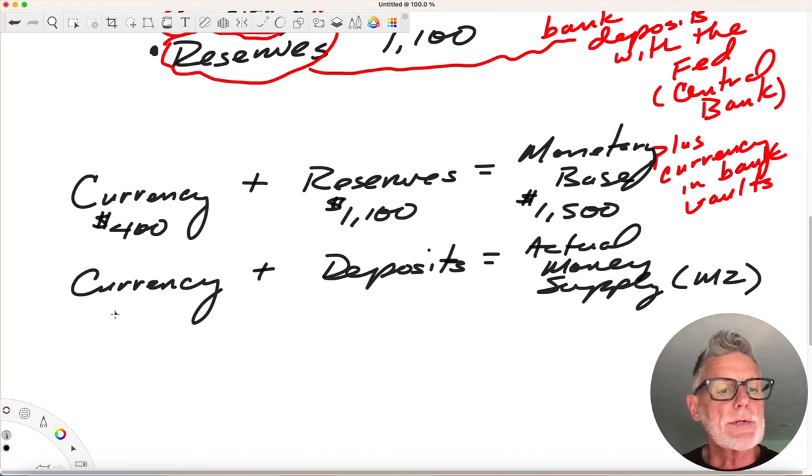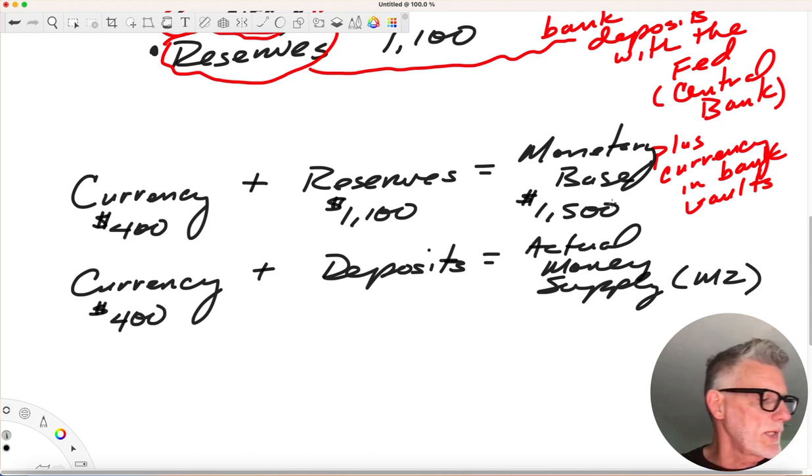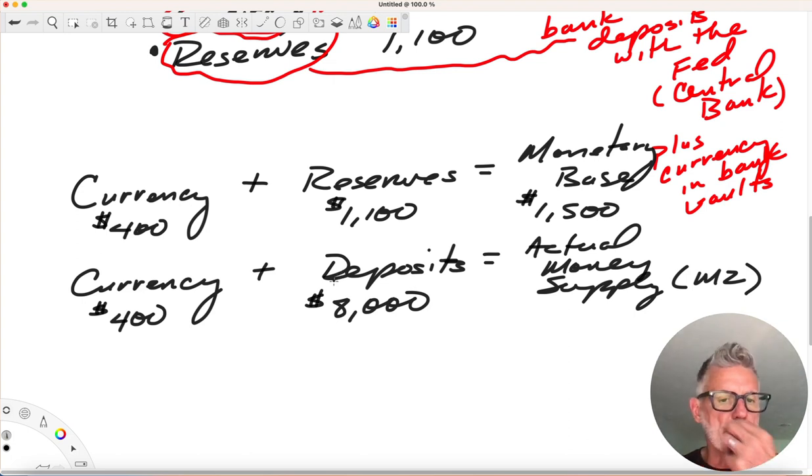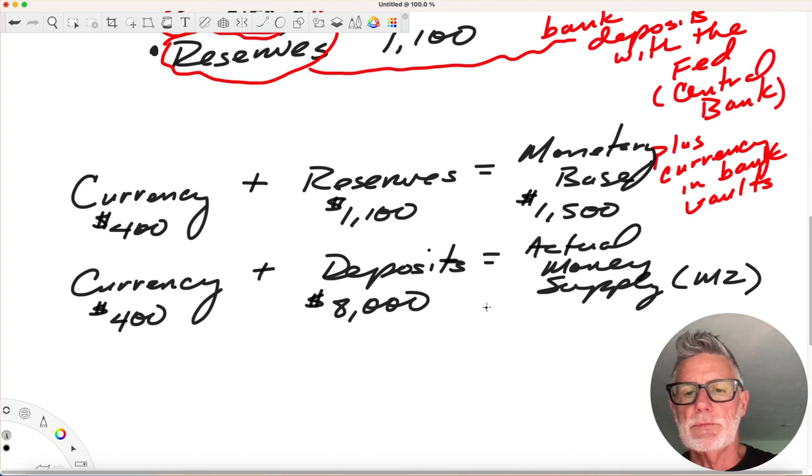Now, again, currency is 400. And the question is, what are your deposits? Well, we go up top and we can see that our deposits are 8,000. And again, most money in circulation here, currency is only 5% of deposits. So that's a relatively small amount of currency. So the actual money supply is $8,400.